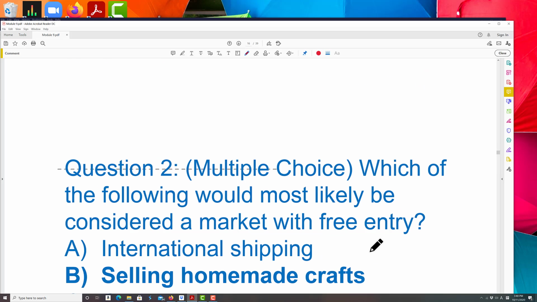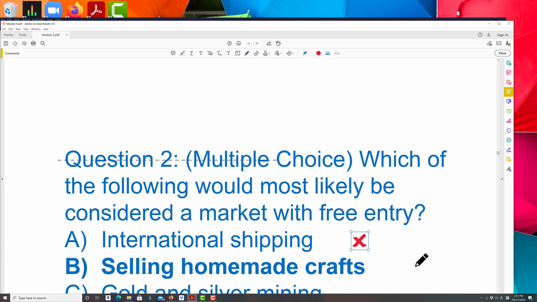Next, which of the following would most likely be considered a market with free entry? International shipping. These containers cost a huge amount of money, so that's not easy entry in that industry. Shipping industry is not easy.